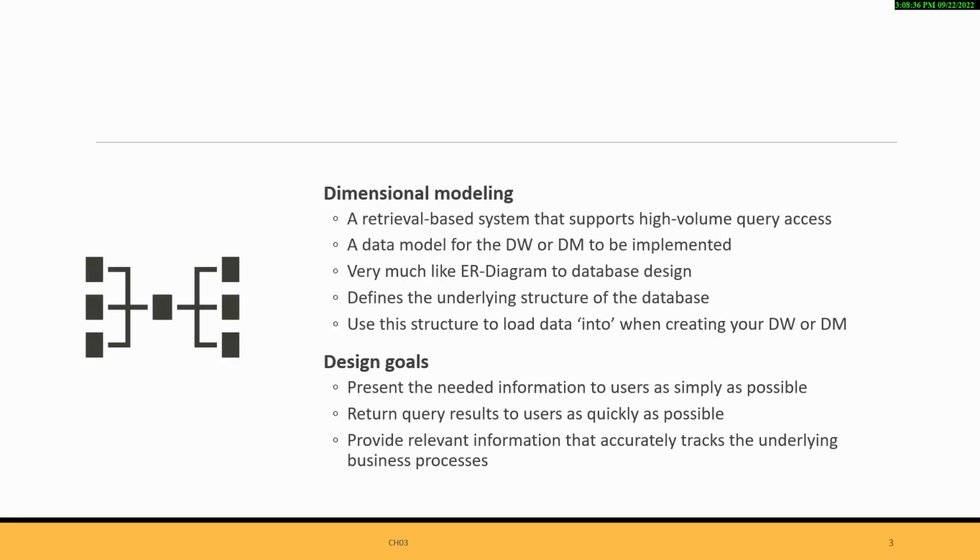Once you decide to either build a data warehouse or a data mart, the next step is to actually go ahead and design the underlying structure of the data warehouse or data mart. For this, you need some data model. The design of data representation in the data warehouse has always been based on the concept of dimensional modeling. Dimensional modeling is a retrieval-based system that supports high-volume query access. It results in a data model for the data warehouse or data mart to be implemented. It is very much like the ER diagram that we use for designing a database.